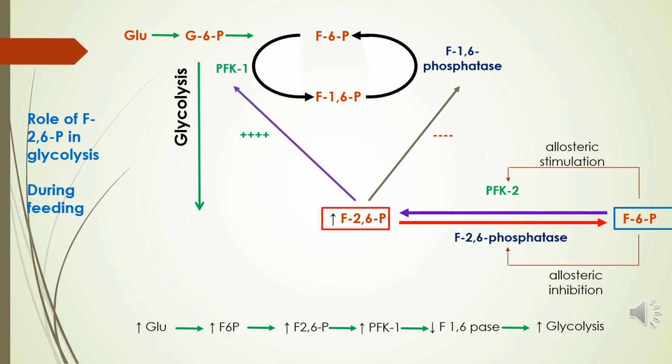So the sequence of events that occurs during the fed state: when there is increased glucose uptake by cells, glycolysis is activated and there is increased concentration of fructose 6-phosphate, followed by increased production of fructose 2,6-bisphosphate, which stimulates the phosphofructokinase 1 and reduces the activity of fructose 1,6-bisphosphatase, and consequently the whole process of glycolysis is activated.